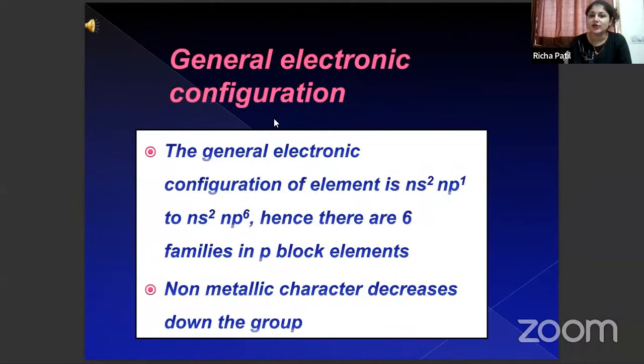So what is the general electronic configuration? In general, for P block elements it is ns2, np1 to np6. This is the general electronic configuration for P block elements. For group 13, the electronic configuration is ns2 np1. So the general electronic configuration runs from ns2 np1 to ns2 np6, hence there are six families in the P block elements.